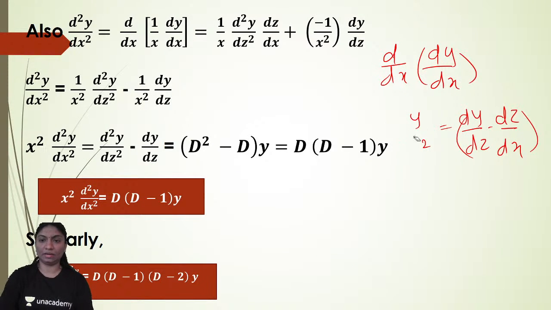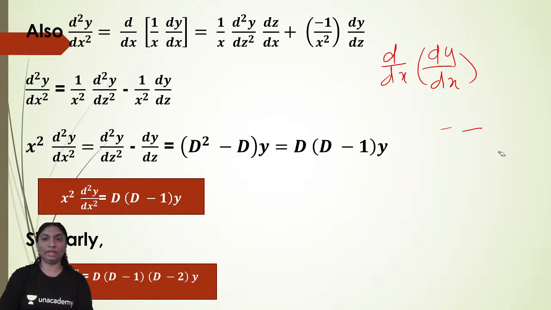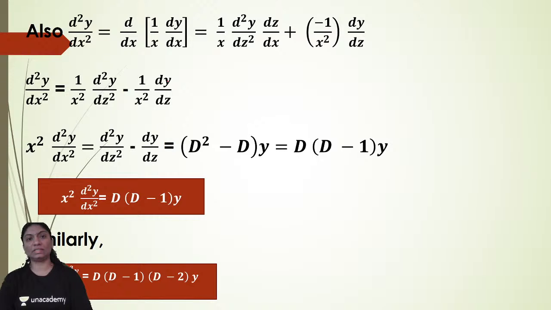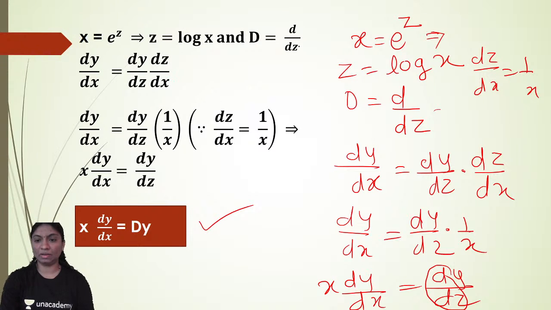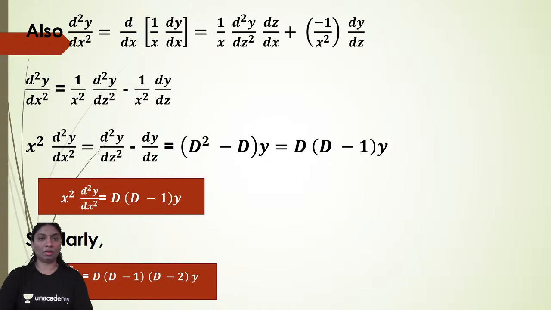Writing here separately, d2y by dx square is equal to d by dx of 1 upon x into dy by dz. So here you will get the first into derivative of second with respect to z and z with respect to x, plus derivative of second, that is the derivative of 1 upon x, which is minus 1 upon x square, into dy by dz. So you will get 1 upon x into d2y by dz square into dz by dx plus minus 1 upon x square into dy by dz.